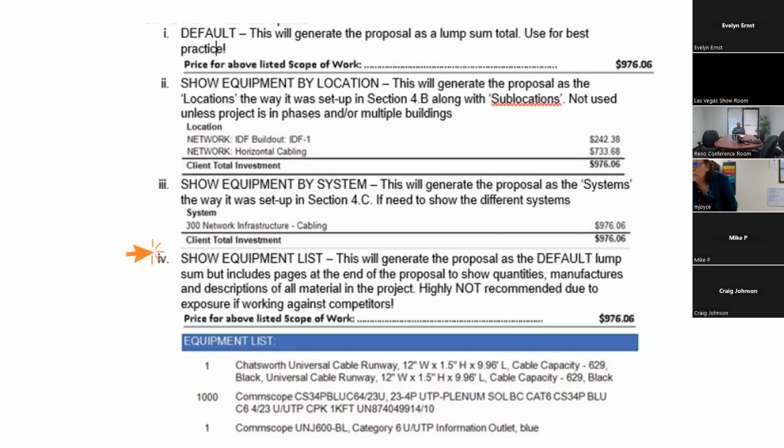4 is the show equipment list. This will generate the proposal as a default lump sum, same as the default. But at the end, it will show the manufacturer descriptions of all the material in your project. Highly not recommended due to the exposure of work against competitors, unless you're dealing with your one sole client that wants to see a list of the products and your quantities of products used for the project. I think that would be the only time that you would use it.